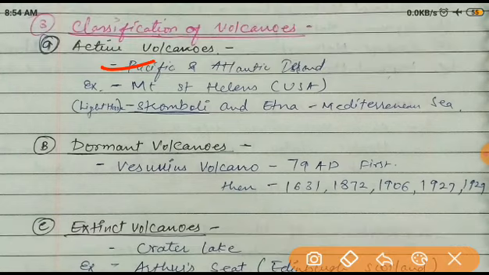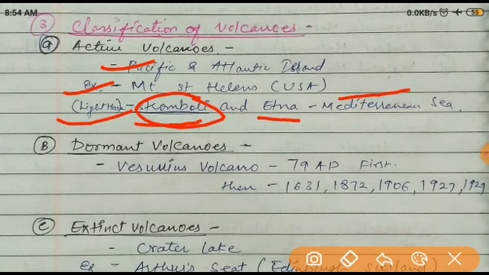So this is the Pacific and Atlantic island, Mount Saint Helena, which is in USA. Okay, these are the examples. And there is Stromboli. What is that? Stromboli or Etna. Etna is in the Mediterranean Sea. And Stromboli, it is also called the lighthouse of the Mediterranean Sea.